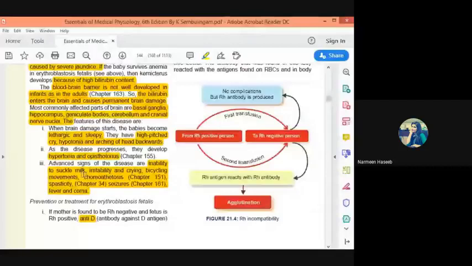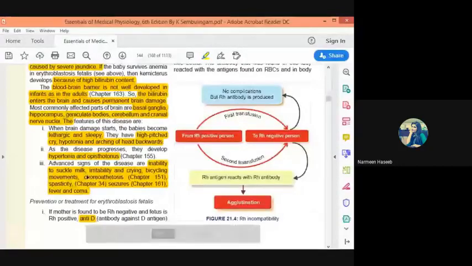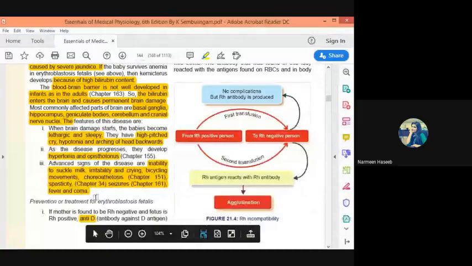Advanced signs of this disease are inability to suckle the milk. The baby won't be able to suck the milk, irritability, and crying. The bicycling movements will increase. Polioathetosis, again, this term is a movement-based term. Spasticity, seizures, fever, and coma. So these were the terms for the complications of erythroblastosis fetalis.